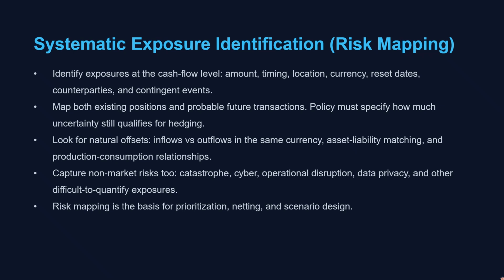Then look for natural hedges. For example, foreign currency inflows may naturally offset foreign currency outflows, or liabilities may naturally offset assets with similar repricing sensitivity. Natural hedges are generally cheaper and simpler than derivative overlays. Finally, the firm should not ignore hard to quantify risks such as cyber catastrophe, operations, and data privacy. These may be harder to model, but they can still be really material.